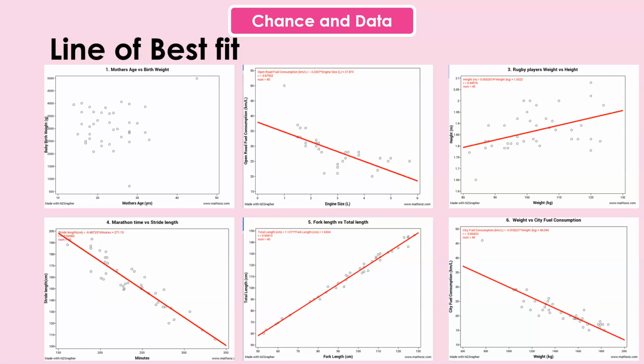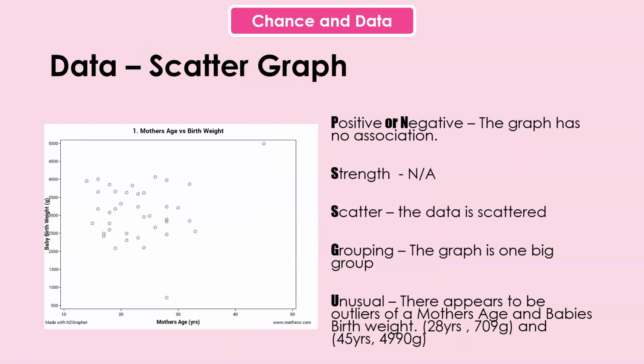We're going to go through the process of looking at all these features. So first of all, whether something is positive or negative. Next, the strength, the scatter, the grouping, and anything unusual. So if we take a look at the mother's age and the birth weight, is it positive or negative? Okay, so we've got this problem here that there's no real association at all. I couldn't put a line of best fit for that graph at all. Because there's no relationship, there's no strength. The data is scattered because there's no relationship.